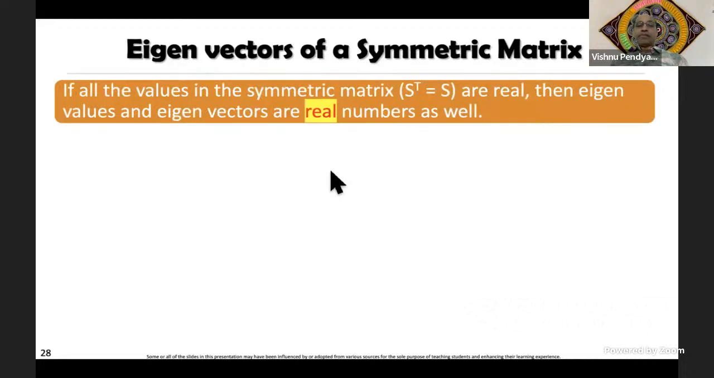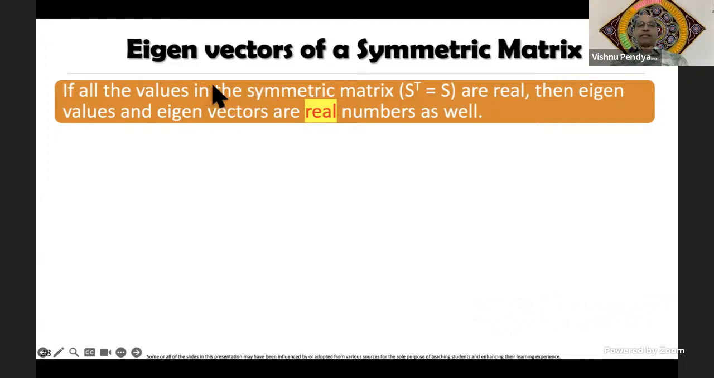So there are some special properties of eigenvectors of a symmetric matrix like a covariance matrix, or if all the values in the symmetric matrix are real. What is a symmetric matrix? The transpose is the same as the original matrix. So if they're all real, then eigenvalues and eigenvectors are real numbers as well.